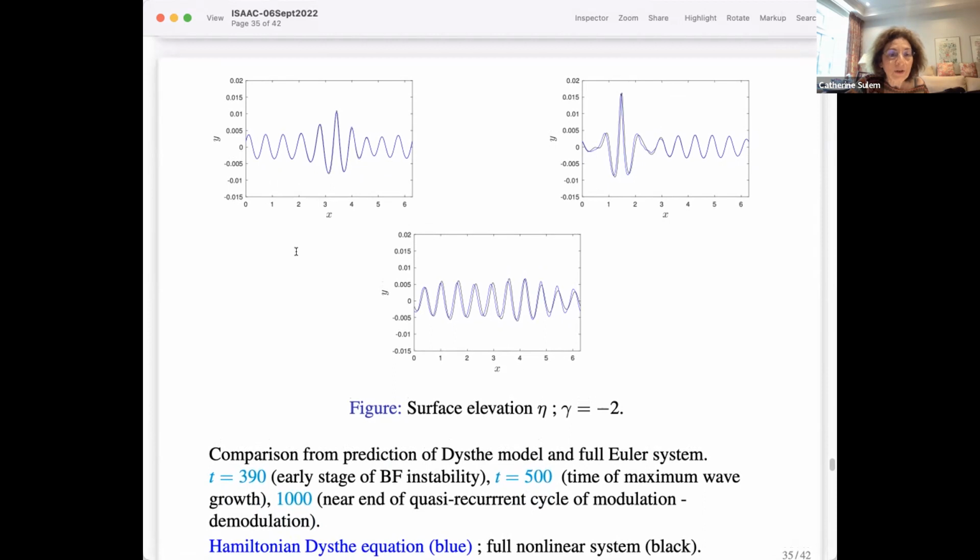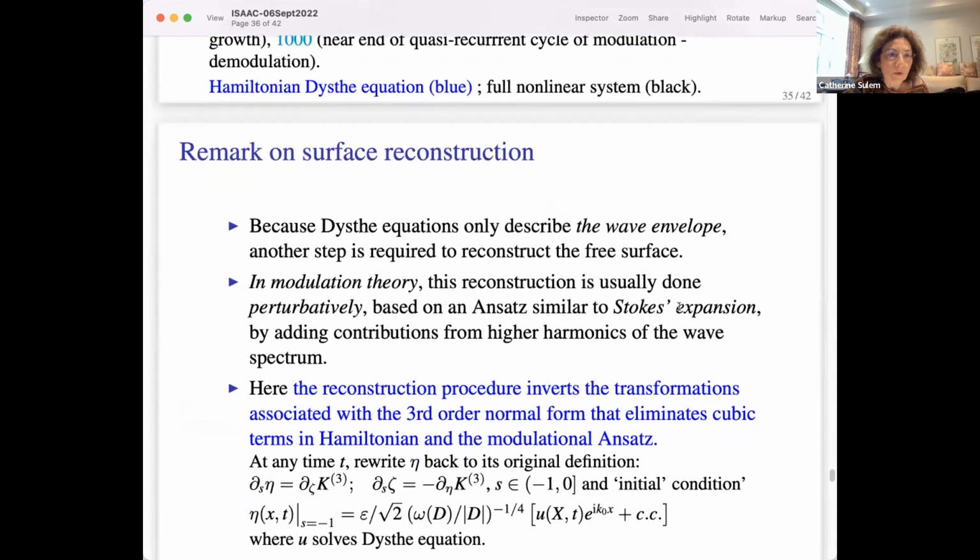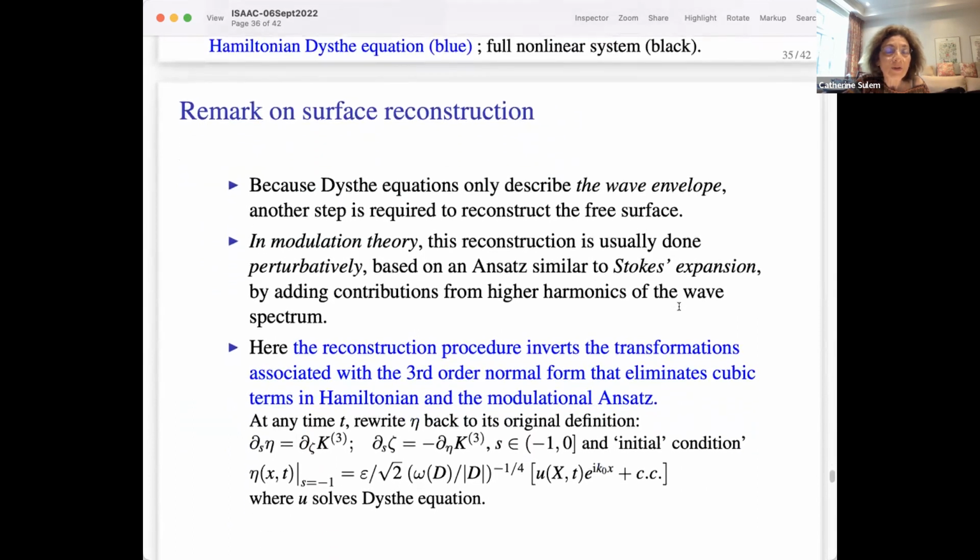And we see three different times. The first picture, early stage of the Benjamin-Feir instability. Later, the time of maximum wave growth. We see the approximation is pretty good. And the later time, where we are at the end of the quasi-recurrent cycle of the modulation and demodulation. I will add one more thing, that's about the surface reconstruction.